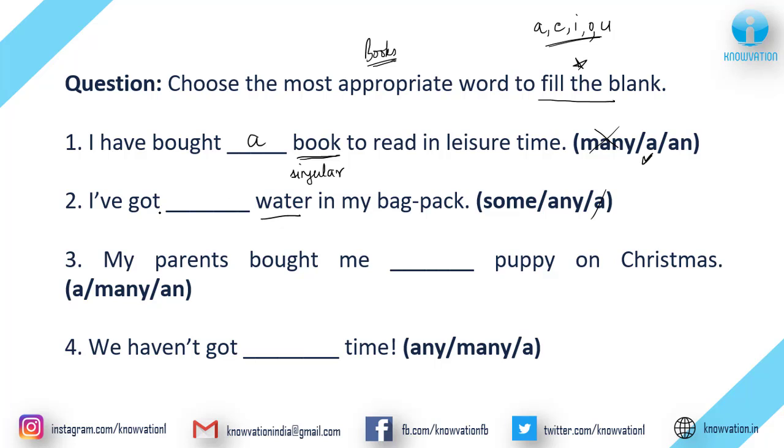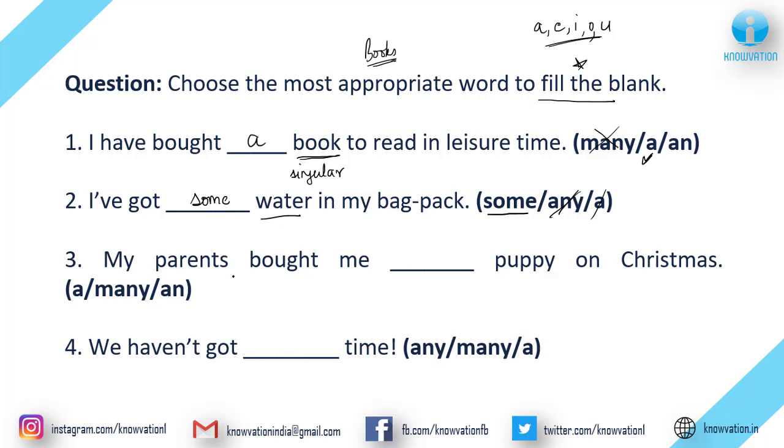I have got dash water in my backpack. So I'm talking about some quantity. Okay, so here the best word which can fit is some. I'm going to use some here. I have got some water in my backpack. I also cannot use any with this uncountable noun.